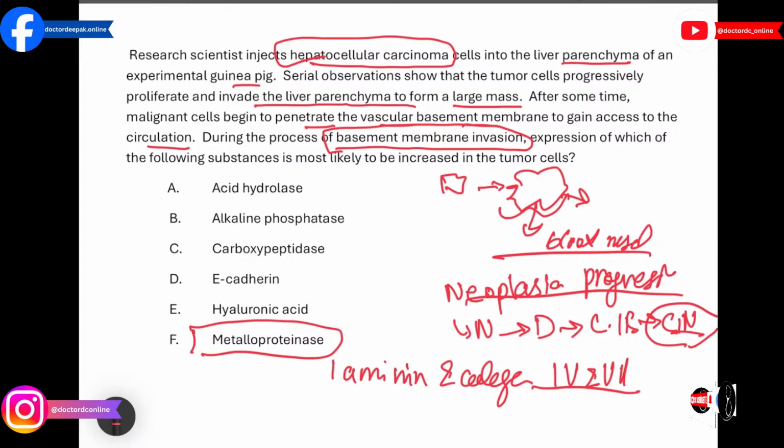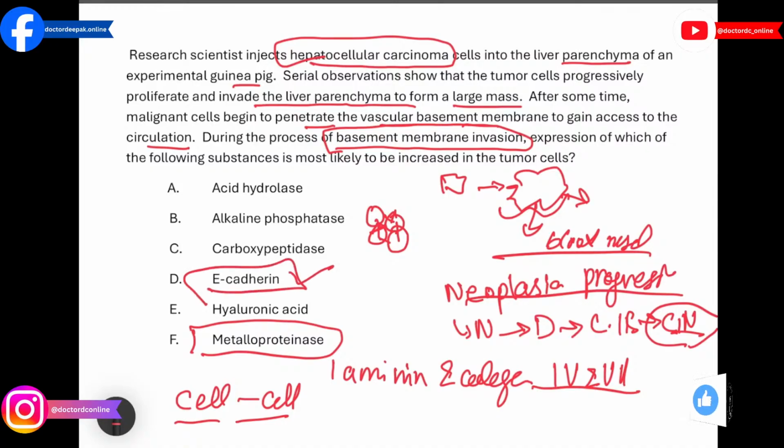Also, an important point: if they are asking about the cell-to-cell contact, where cells are growing and attached to each other, and there is a breakdown of that contact, then the expression of adhesion molecules is the responsible thing. But the right answer here, for how the basement membrane is destroyed, is the metalloproteinases.